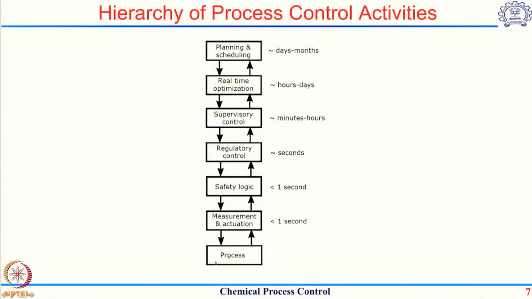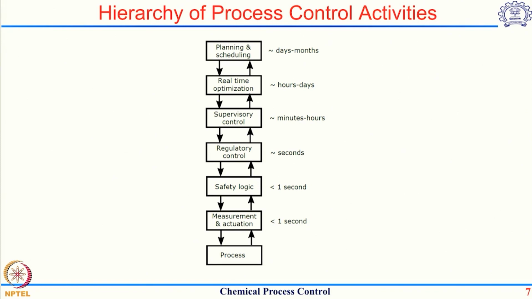So as we have multiple constraints or multiple layers or a hierarchy of objectives, even the control system in a chemical plant has a lot of hierarchies. So here is a typical hierarchy of process control activities in a chemical plant. At the bottom layer is your actual process, and the first thing is measurement and actuation. These are all the instruments which are put into the system either to read values from the process or to take some action on the process.